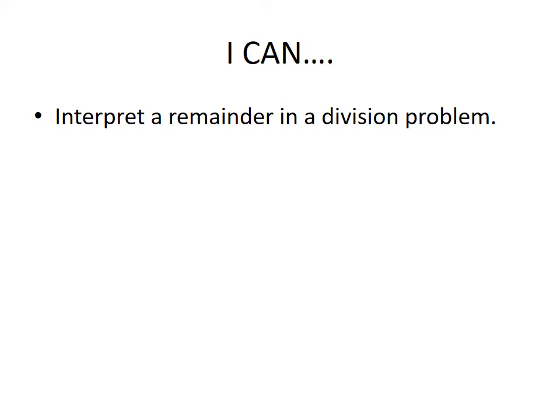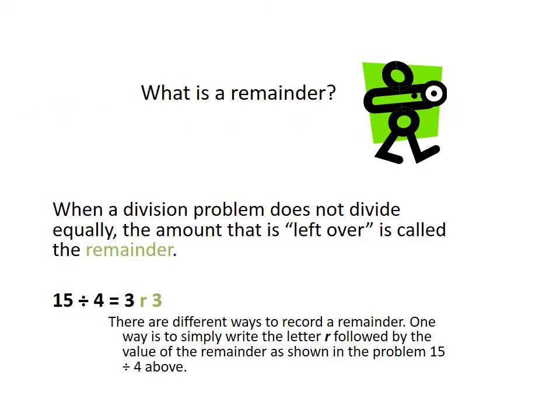Hello, and today we are going to work on interpreting a remainder in a division problem. So first let's ask ourselves, what is a remainder? When a division problem does not divide equally, the amount that is left over is called the remainder. For example, 15 divided by 4 will give you 3, remainder 3.